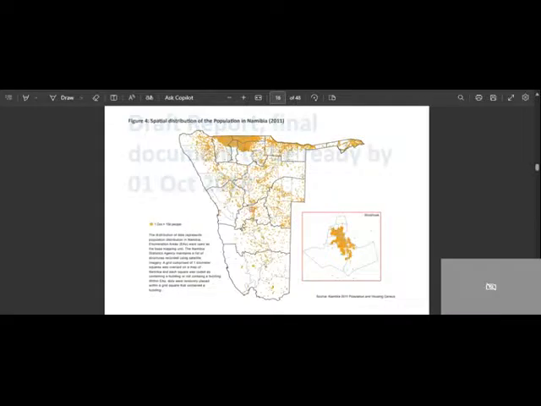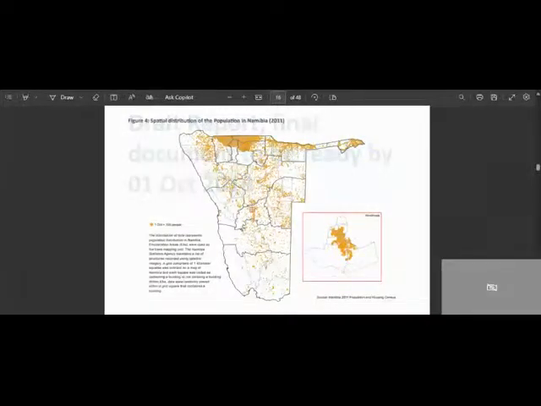And the whole thing is just statistics on the distribution of the population. Most of the population is in the north, as you can see. So most of the population is in the north, in all those regions. That's where most of the people reside.